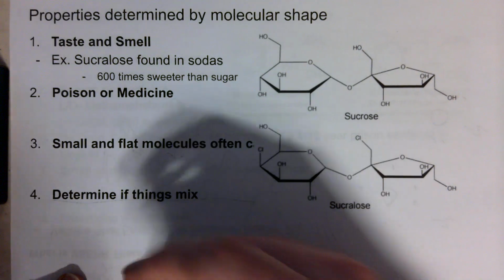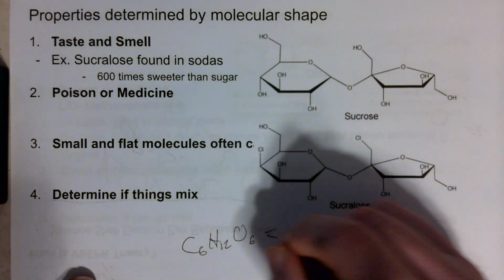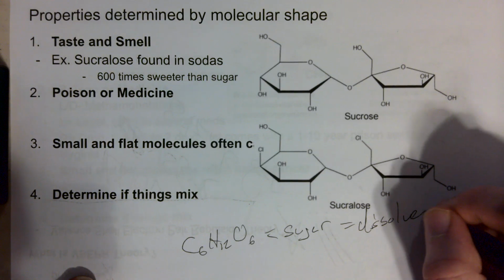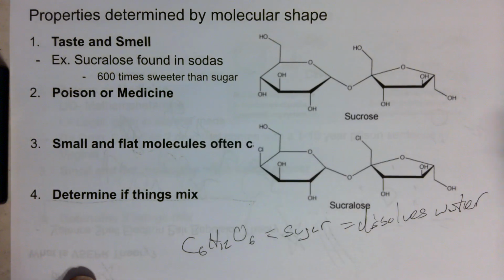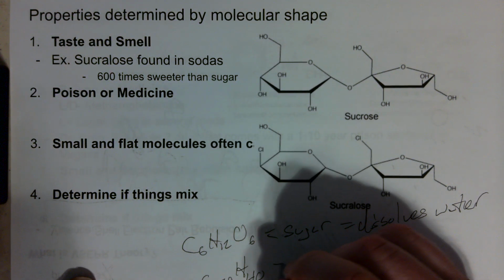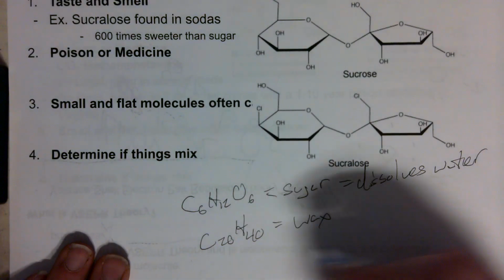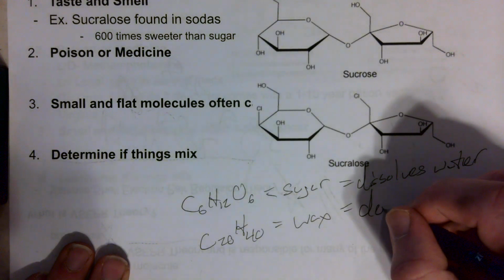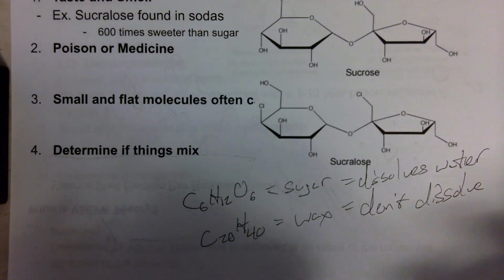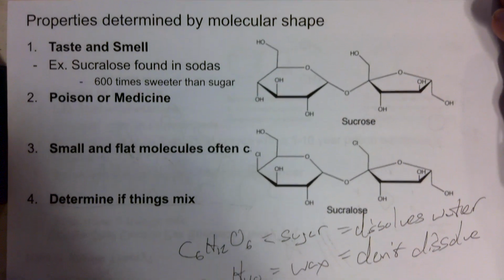Why is sugar, C6H12O6, something we all know dissolves in water, but wax, which is just like C20H40, I could be wrong on the numbers, but they are these very long carbon molecules, doesn't dissolve in water? Why is that? What's going on with that? We're going to talk about that when we talk about determining what things mix with. But first, I want to start off with taste and smell.